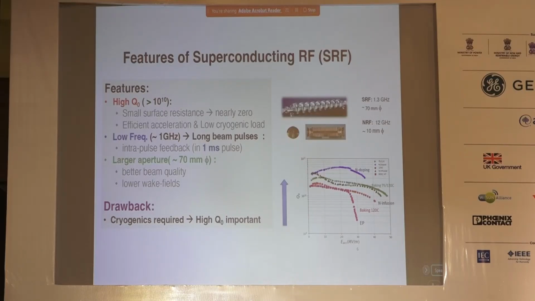The upper part is a superconducting cavity made of pure niobium, and the lower one is a copper-based normal conducting RF cavity. Because of the Joule heating, the normal conducting cavity has to have a very small aperture, while the superconducting cavity can have a large aperture. It means it can carry more beam without disturbing it through higher order mode losses as well.